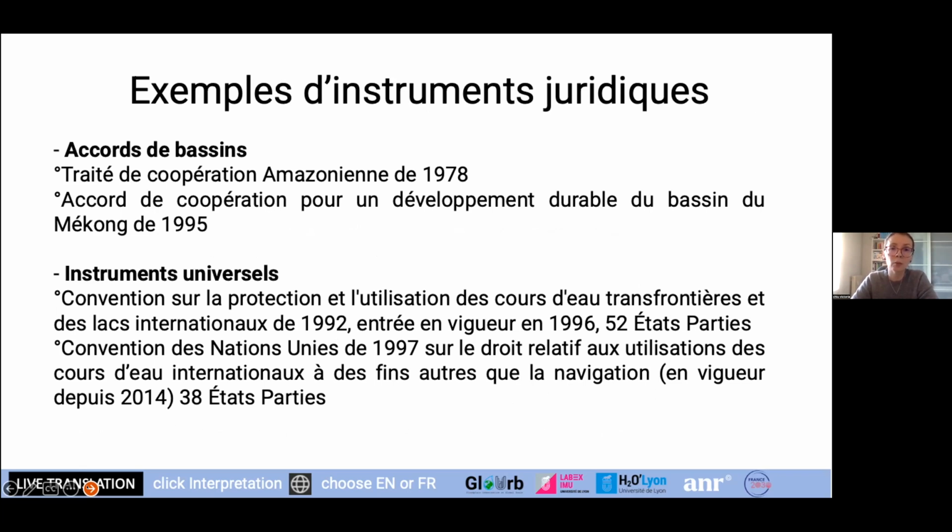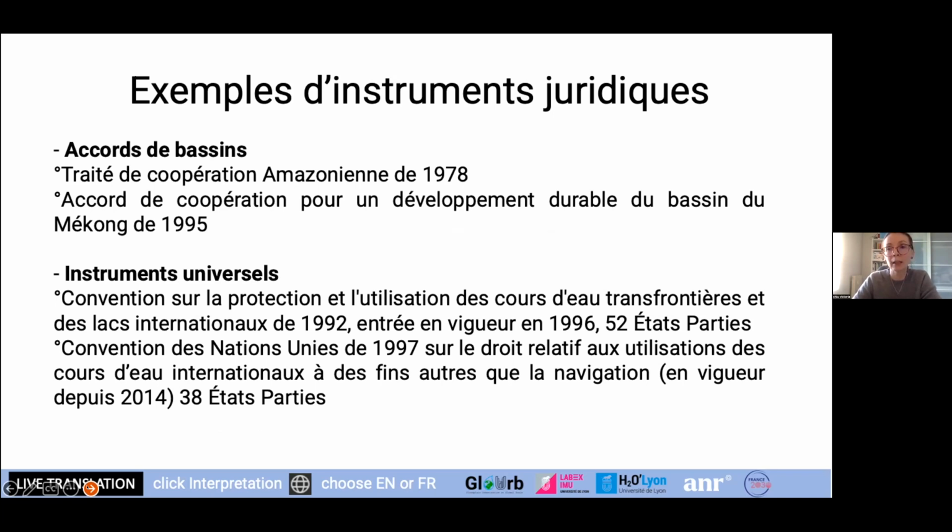So, for example, there's the Amazon Cooperation Treaty of 1978, or the Cooperation Agreement for the Sustainable Development of the Mekong River Basin that dates back to 1995. There are the most well-known universal instruments, for example, the 1997 United Nations Convention on the Law of the Non-Navigational Uses of International Water Courses. So this relates to the use of international watercourses with respect to uses that are non-navigational.